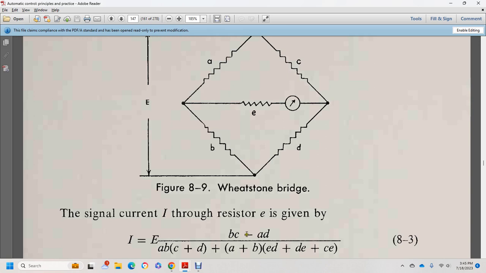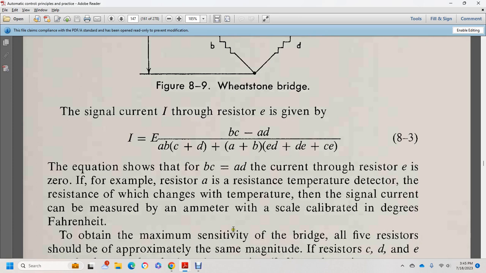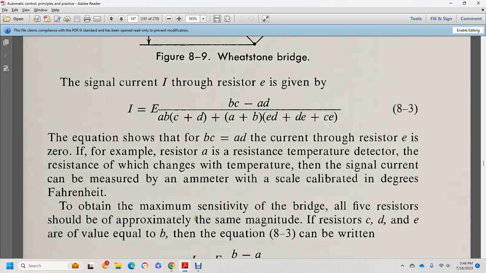The signal current in amps through the resistor E is given by: amps equals the volts times (BC minus AD) over [AB times (C plus D) plus AB times (AED plus DE plus CE)]. The equation shows the range of BC and AD with the current through resistor E at zero. For example, the resistor A may be a resistance temperature detector, whose resistance changes with temperature, and the signal current can be measured with an ammeter with the scale calibrated in degrees Fahrenheit. For maximum sensitivity in the bridge, all five of the resistors should be approximately the same magnitude, with resistors C, D, and E of a value equal to B.